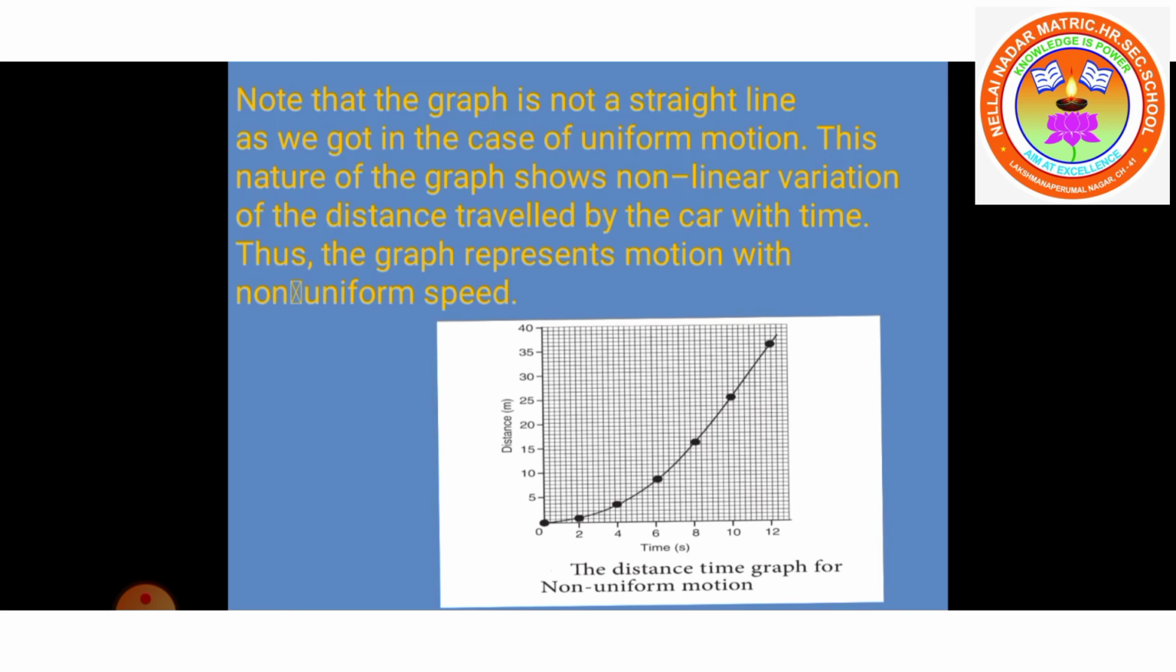This nature of the graph shows non-linear variation of the distance traveled by the car with time. So in equal intervals of time, it does not travel equal distances. This is also understood by us. So the graph represents the motion of the car, that is non-uniform motion.